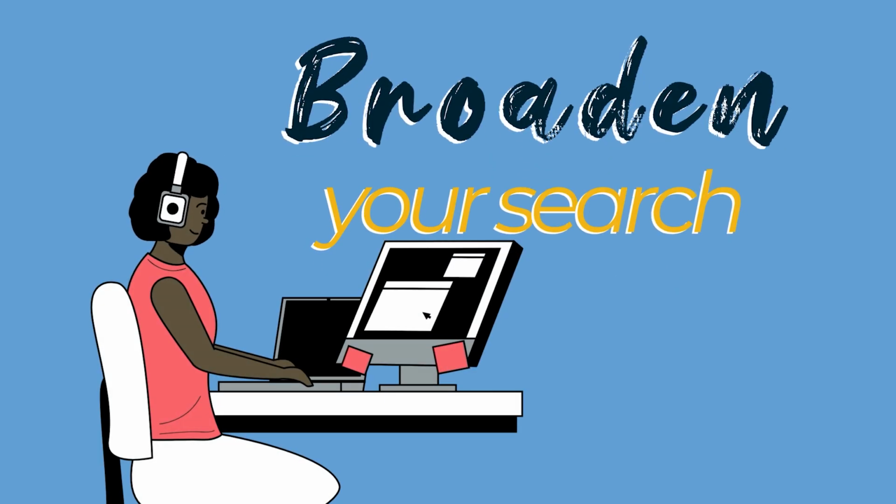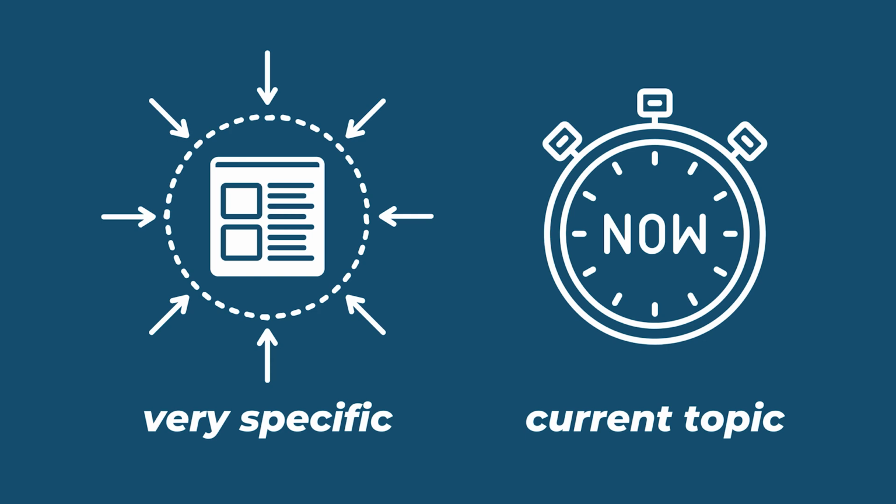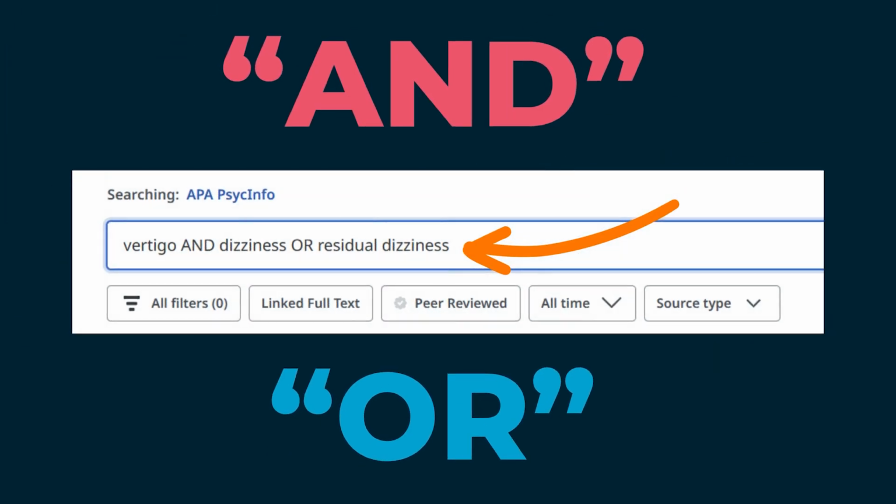Sometimes you might want to broaden your search when there aren't enough results. This can happen when you have a very specific or current topic. You can search all variations of a keyword at once by changing the word "and" to "or" in your search.